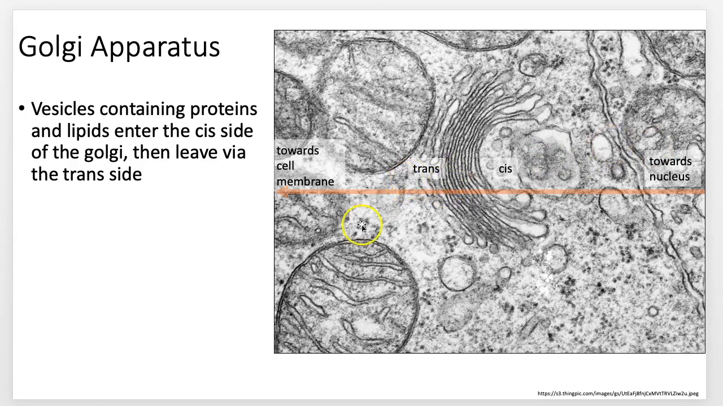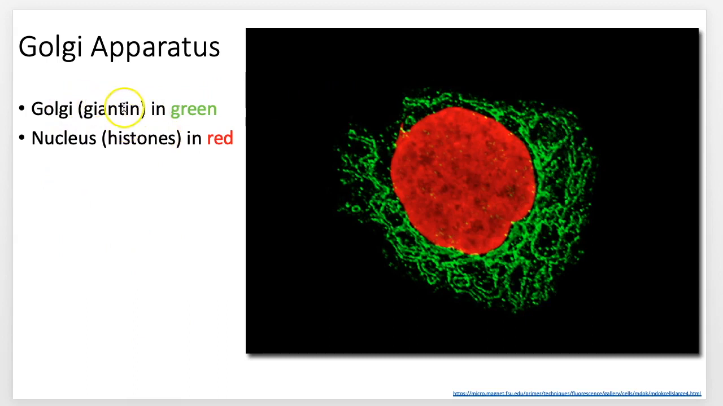That's usually what they're going to be used for. Sometimes specific vesicles are the end point, like a peroxisome or a lysosome. But they're just small little storage units. Okay, so that's why I said vesicles that contain proteins or lipids enter the system. Okay, so they come in this way and then they leave.